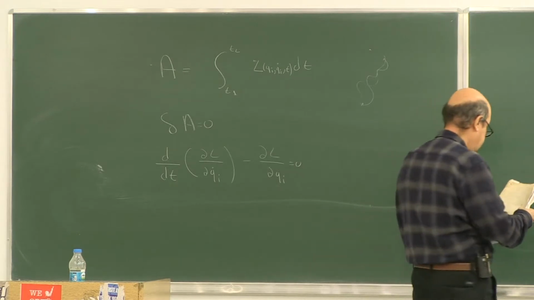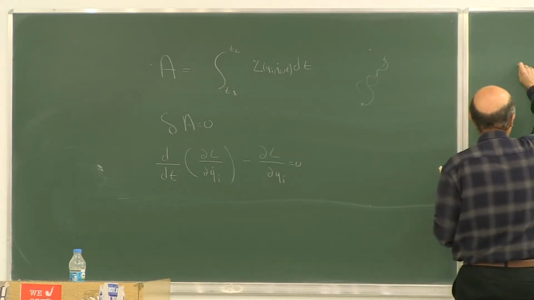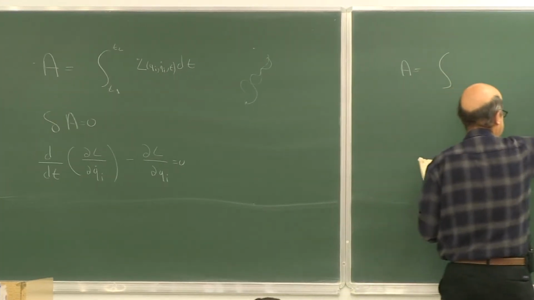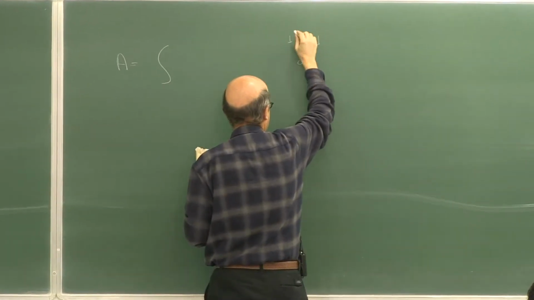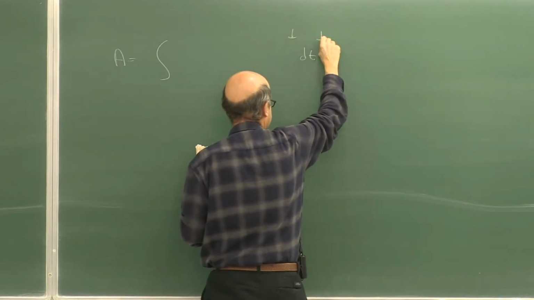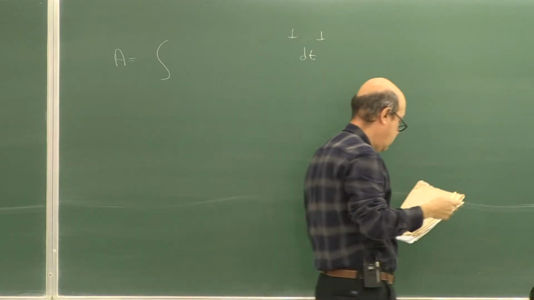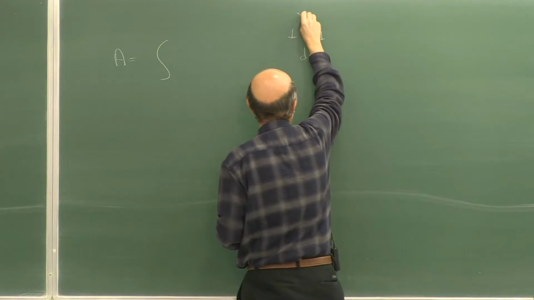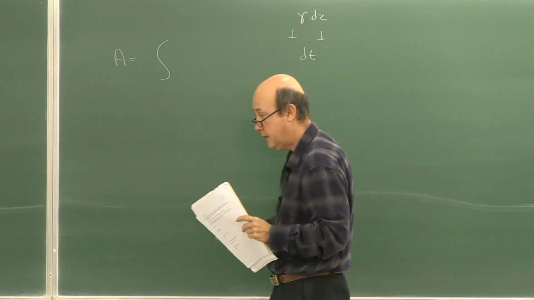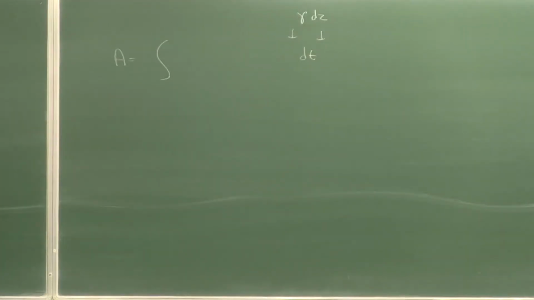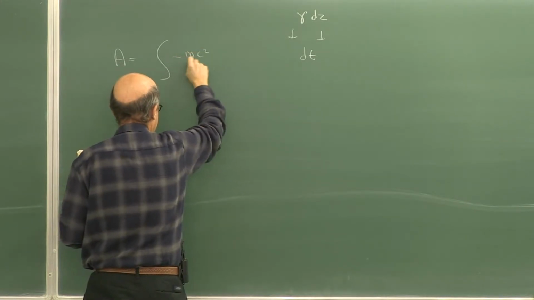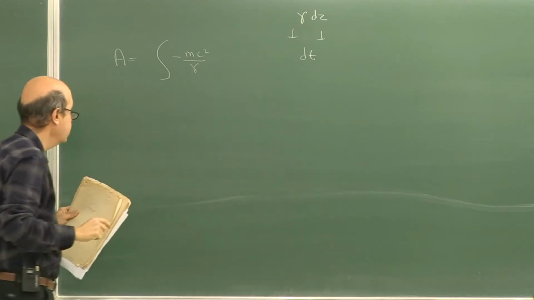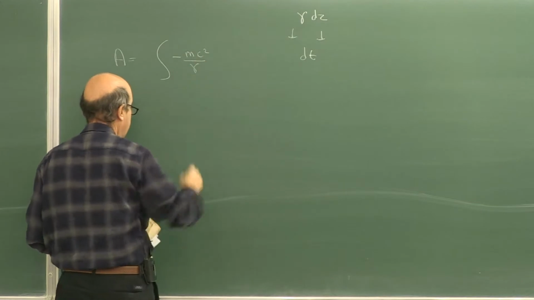So in that picture, you can write that the action is the integral of L dt, as we did. And we know that dt is nothing but the Lorentz factor times the proper time, d tau, and the proper time is the same for every observer, but gamma is not the same. So we searched for a Lagrangian for the free charged particle, and we found that it has the following Lagrangian: minus mc squared over gamma.